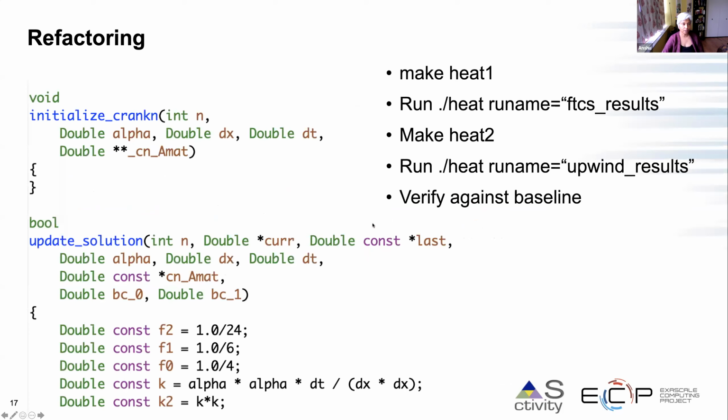And then we modify the implementation here. The update solution now looks somewhat different from how it did in the previous case. Now what we do is we make heat 1 and generate the FTCS results, make heat 2 and run the upwind results, and verify against baseline.